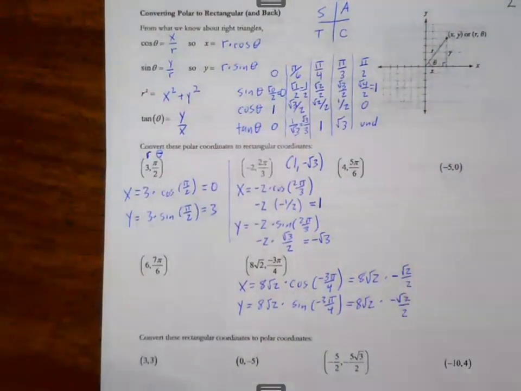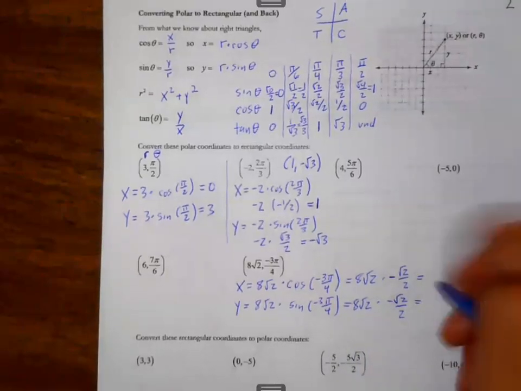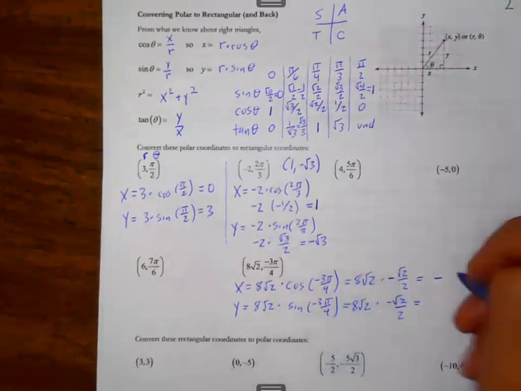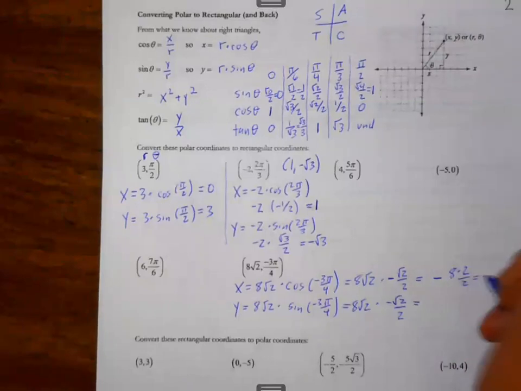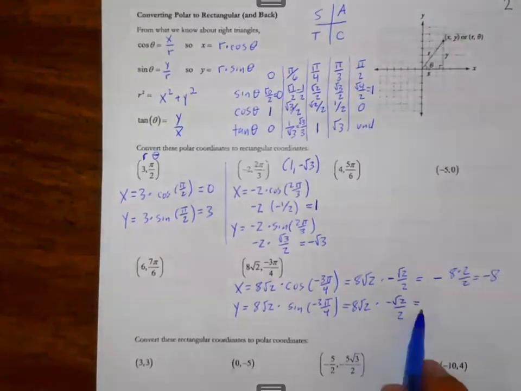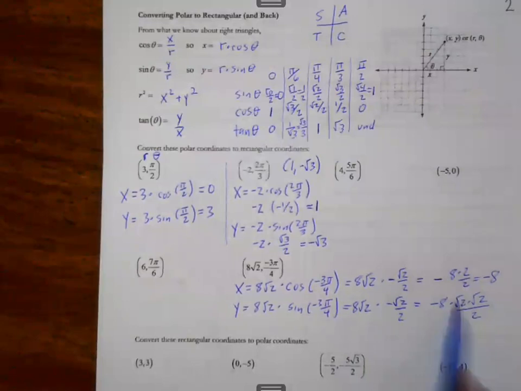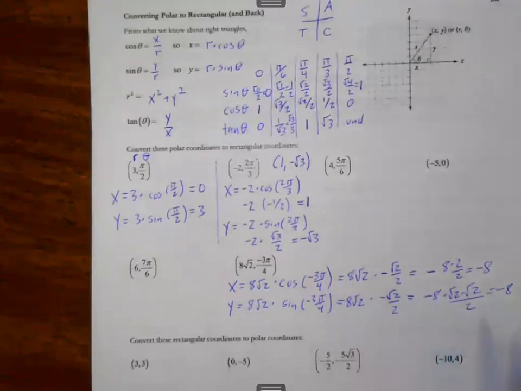All right, so then we multiply across. This is going to be negative. And then 8 times root 2 is like 8 times 2, but then divided by 2 just gives us a negative 8. And then here, we get negative 8 times root 2 over 2. That'll just cancel out, and we get negative 8.